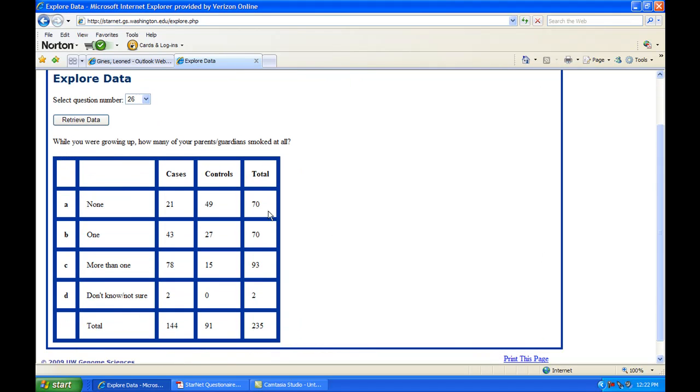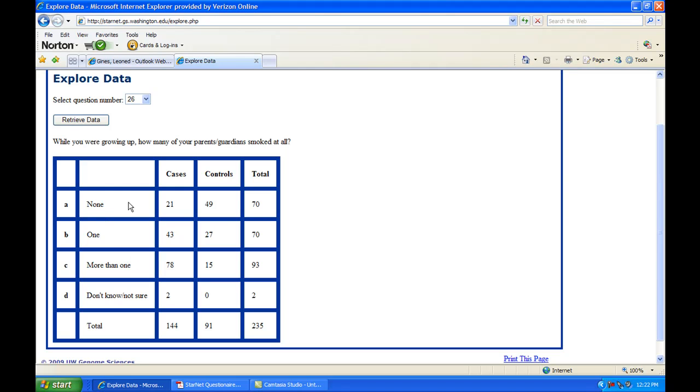Okay, taking a look at this data that we just retrieved, to make sense of this, remember that cases, in this particular study, are the people who have tried smoking and then subsequently went on to become regular smokers. The controls in the study were people who have tried smoking but did not become regular smokers. And these then represent what the parent situation was like in regards to smoking.